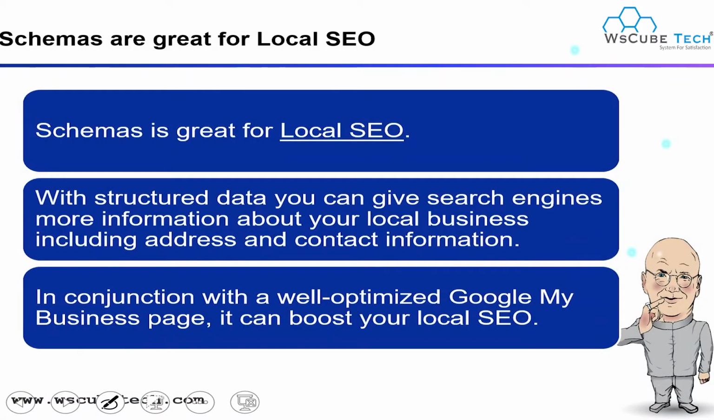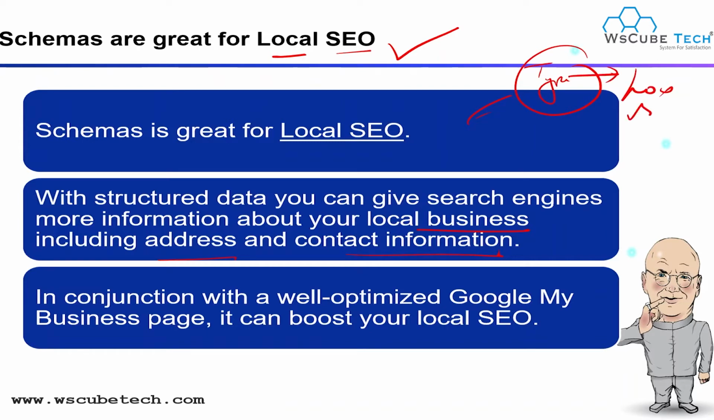Now, schemas are great for local SEO. For local SEO, we have to generate one schema markup. With structured data, you can give search engines more information about your local business, including address and contact information. For this, we simply mention in the type that it is a local business. When you select local business, you give the details accordingly, and then the schema markup is generated for the local business. In conjunction with a well-organized Google My Business page, you can boost your local SEO.